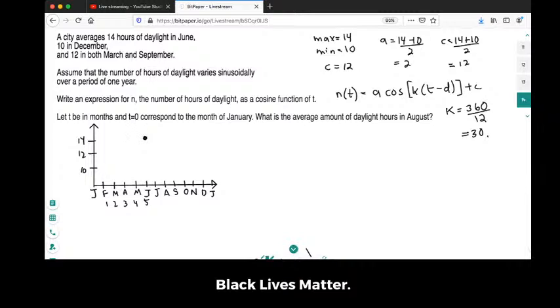Sorry guys, I didn't actually put the equation together. So the equation is n of t equals a cosine 30 times t minus 5, because in this case, 5 is positive. Also, if you think about it, we are thinking of shifting the cos function in the positive direction, and remember that we always use the opposite sign. Plus 12. Okay, great.